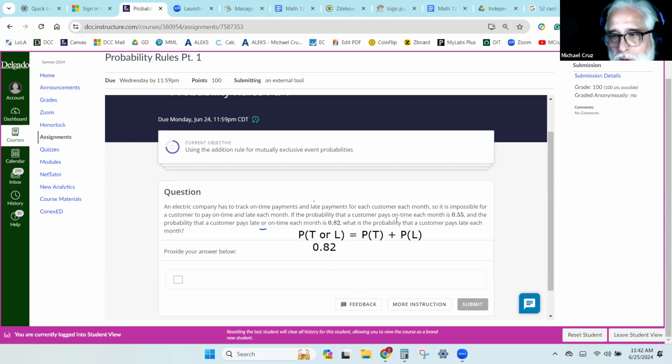And then we know on time is 0.55. And then that's just going to be plus, and we'll just say that that's an X right now, just to keep it simple. So now the goal with algebra is to isolate the variable that you want to find. So when you don't know it, you want to put everything else on one side and you're trying to find it on the other side, because that's called solving for that variable.